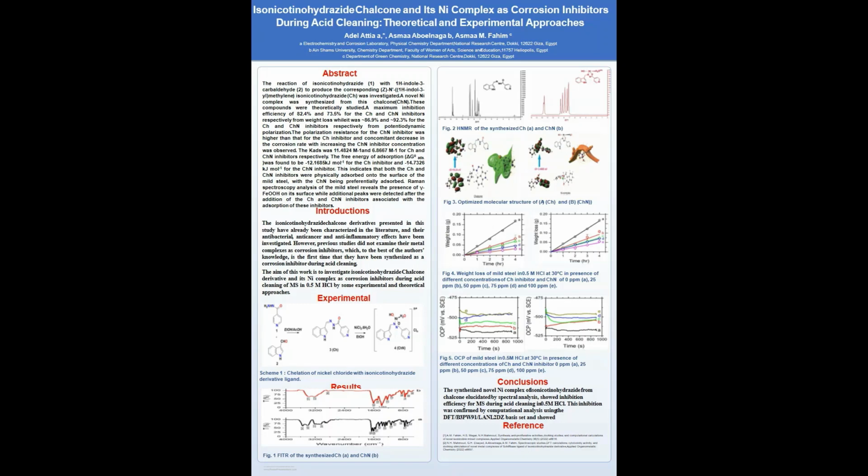The aim of this work is to investigate the isonicotinic hydrazide chalcone derivative and its nickel complex as corrosion inhibitors during acid cleaning of MS in 0.5 M HCl by some experimental and theoretical approaches. Scheme 1 shows the synthesis of chalcone and its complex. Figures 1 and 2 show FTIR and HNMR of the synthesized CH and CHN. Figure 3 shows the optimized molecular structure of CHN. Figure 4 shows weight loss of mild steel in 0.5 M HCl at 30 degrees Celsius in presence of different concentrations of CH inhibitor and CHN.